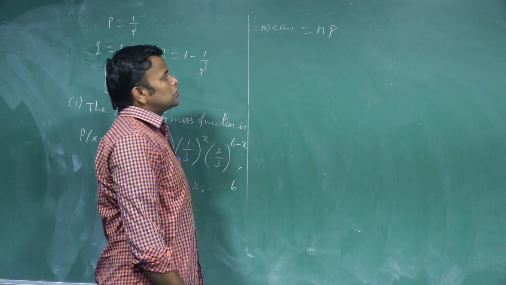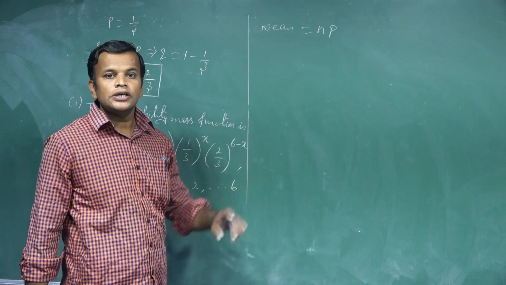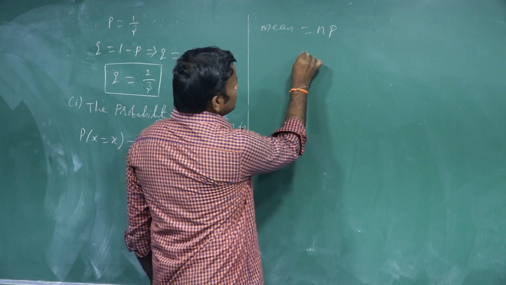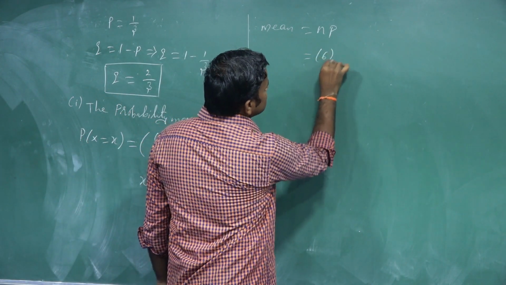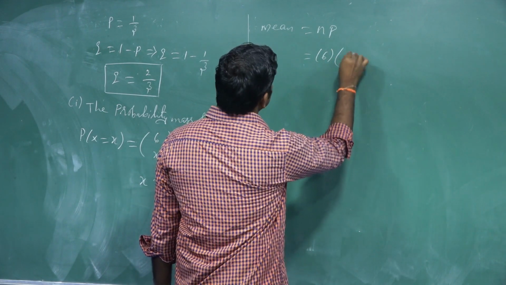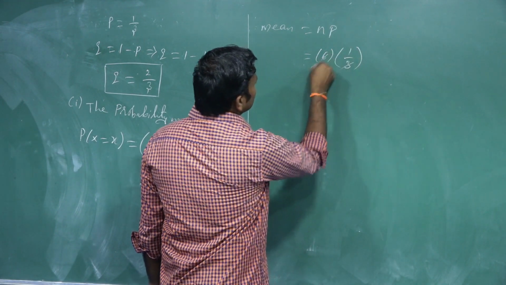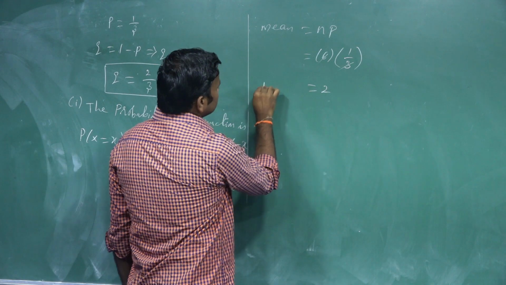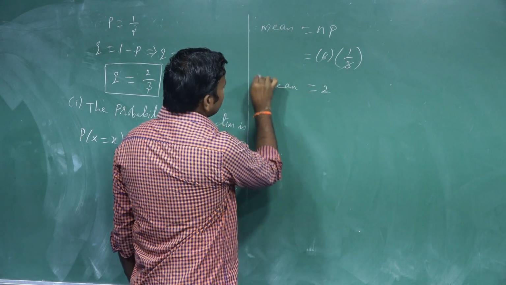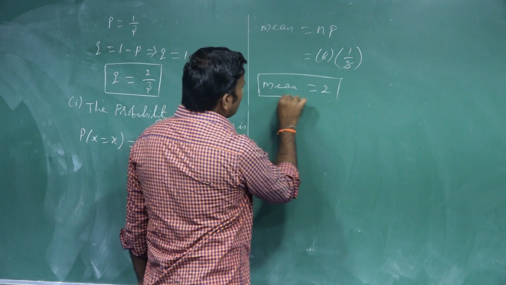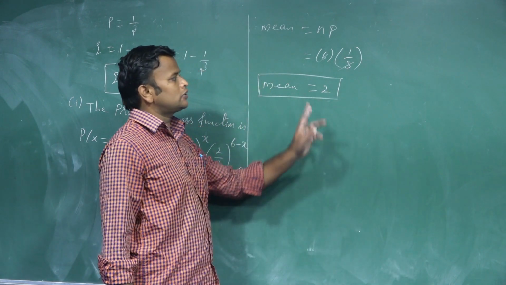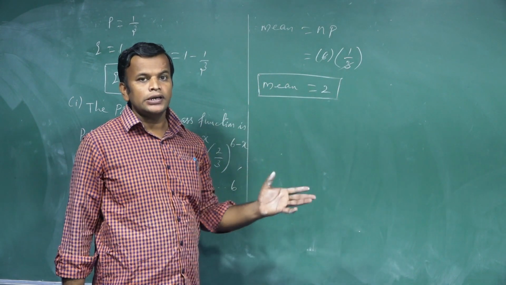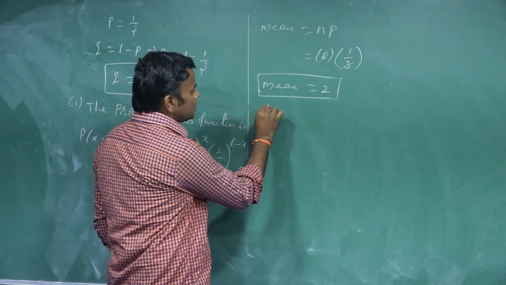In a binomial distribution, the formula to calculate the mean is equal to np. The value of n is 6 and the value of p is 1 by 3. We cancel, we get just 2. So the value of the mean is equal to 2. The mean value is found.